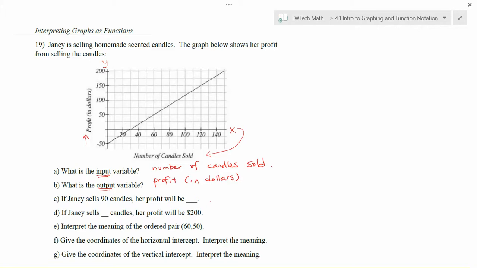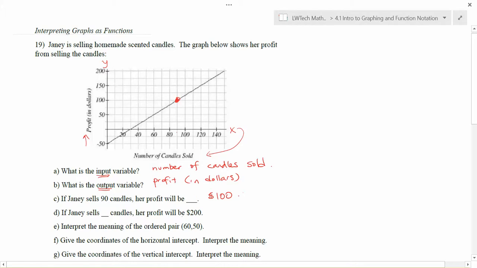In part C, it says if Jamie sells 90 candles, her profit will be blank. Well, that means we need to look for 90 on our input scale. Here's 90, our x coordinate, and we want to go up and see where the graph crosses at that x equals 90 spot. So we can come up here, notice that it lies at 100. Our unit is in dollars, so her profit if she sells 90 candles will be $100.